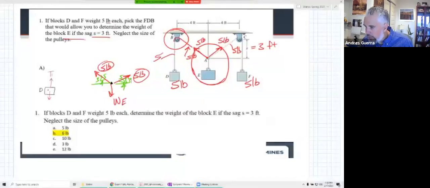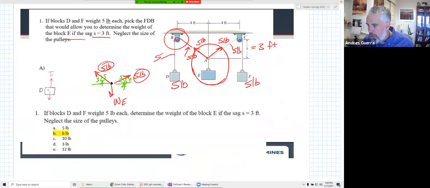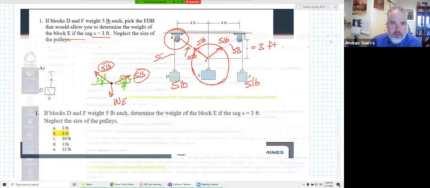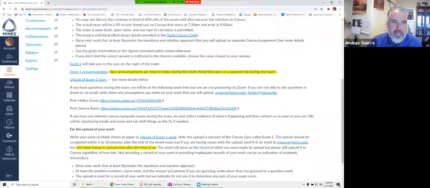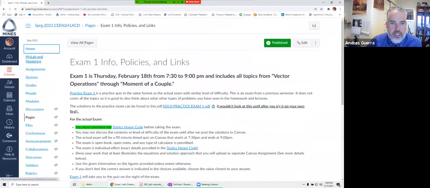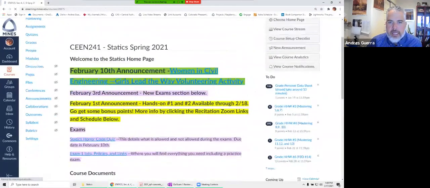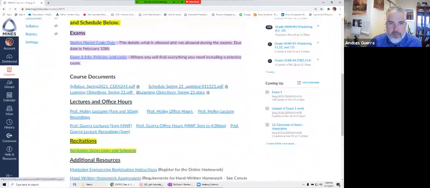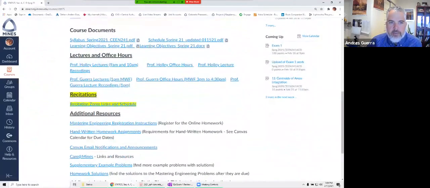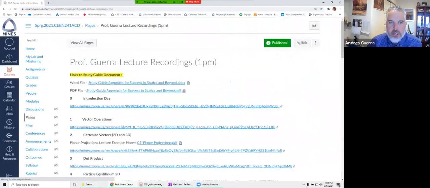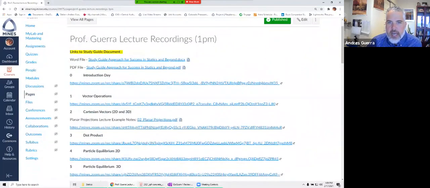So let's see. I saw some questions in the chat here. Multiple choice, yes, 100% multiple choice for exam 1. There may be some free response later on this semester. The study guide, there is kind of a study guide on Canvas. If you go to the very top, it's not like, here's what to study necessarily, but it's more of a how to study. If you go to the top of my lecture recordings, here's a study guide approach, with links to the study guide document.